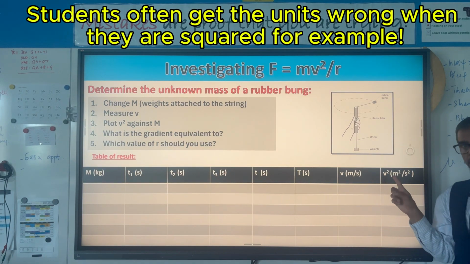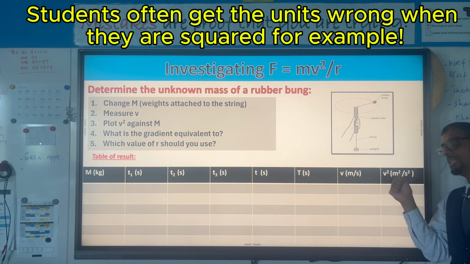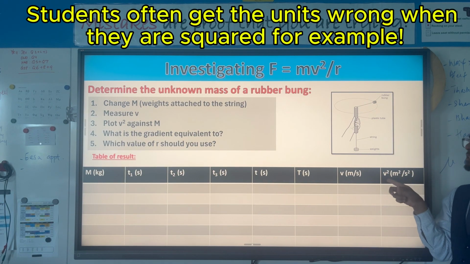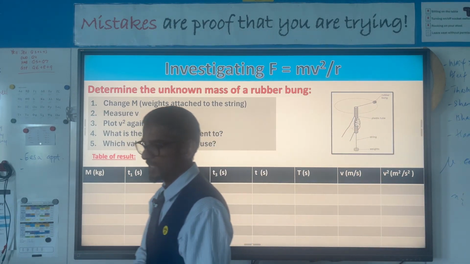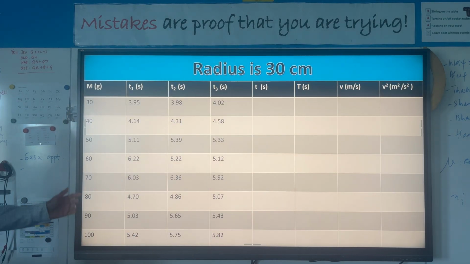And this is another mistake that people make. In the table of results, it is v squared. So you've got to write meters squared per second squared, because this quantity has been squared, so the unit gets squared as well. And eventually, then the students can find the gradient, and this is our results, and they can work out the unknown. Thank you.